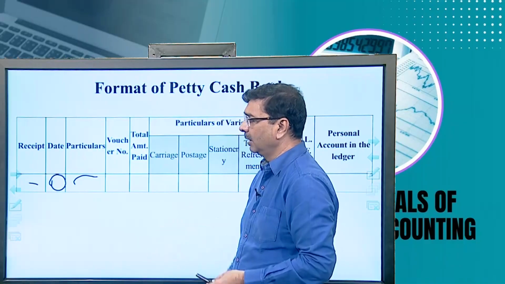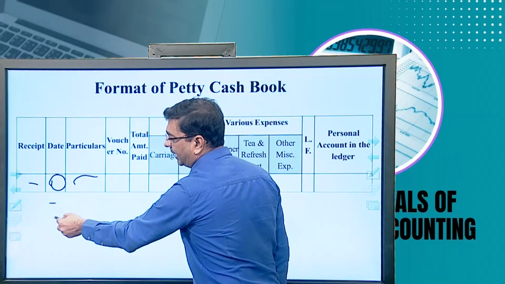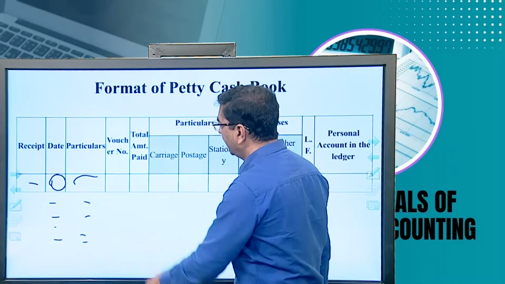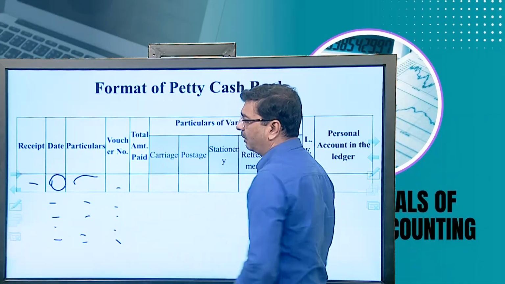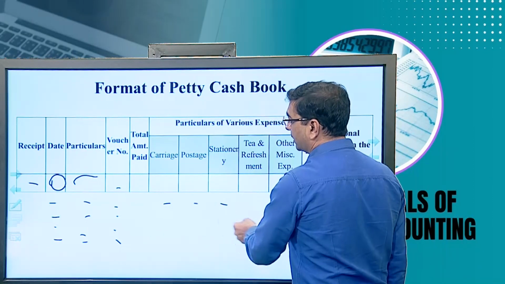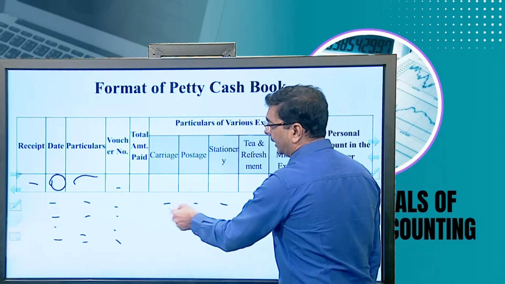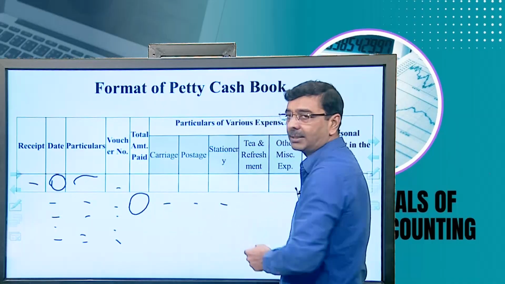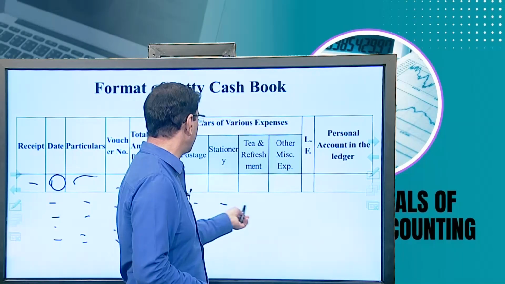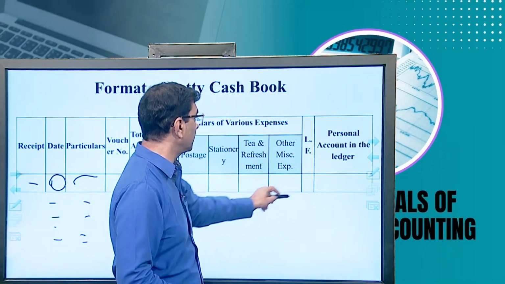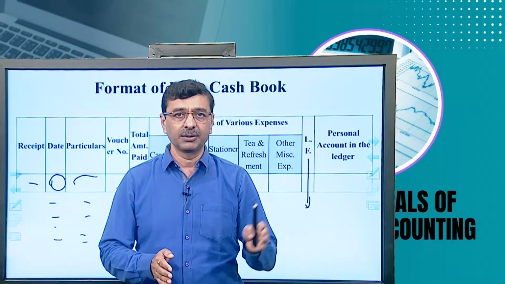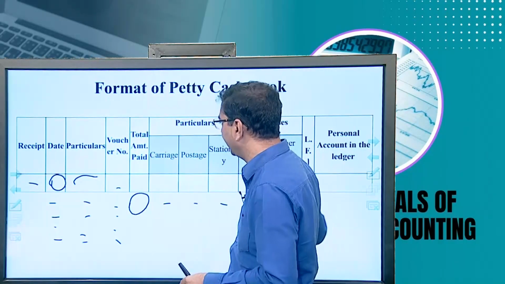Then onwards, for whatever payments you make, you have to write the dates one by one, and then particulars, for what purpose the payment is made. In case any vouchers are submitted, then the voucher number will be there. Then in case one voucher has multiple expenses, all expenses will be written here, and the total amount of each particular transaction will be written down here. Then the posting of these transactions will be here, and then it will be considered as part of an expense. So ledger folio and then information will be written there.